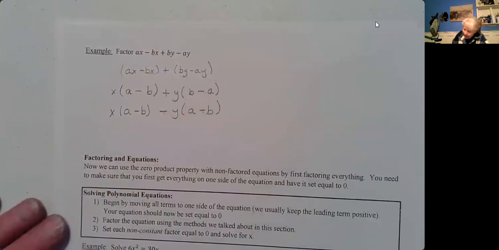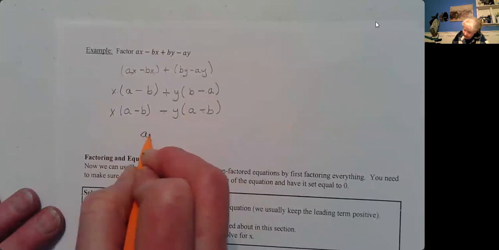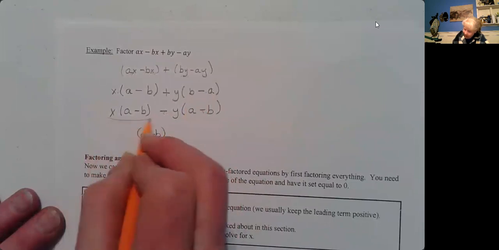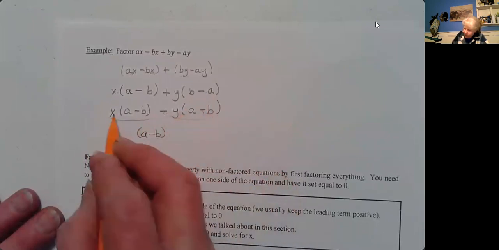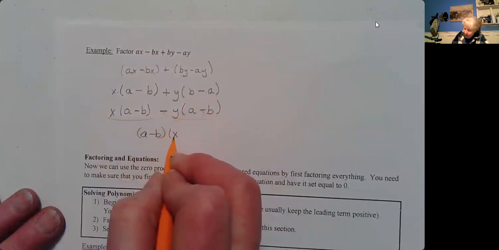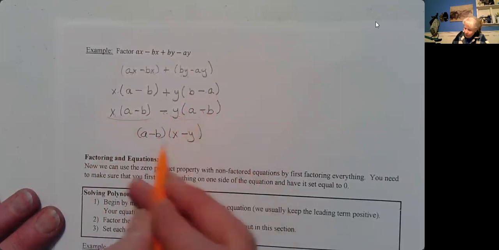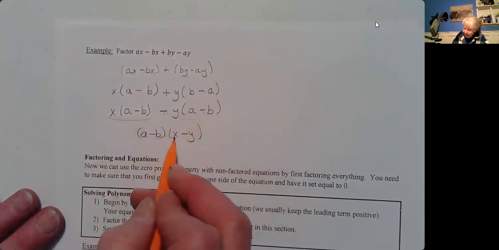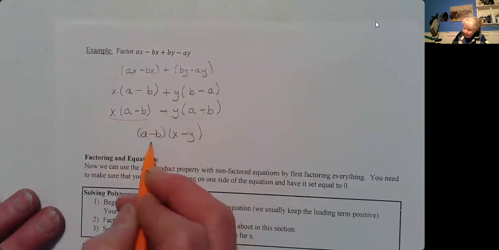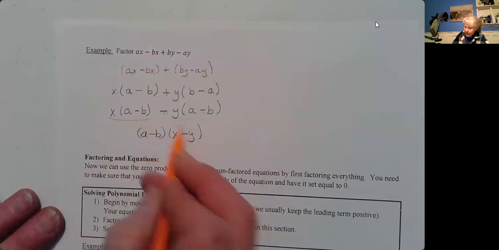Okay, now we'll take out an a minus b between this group and this group. This leaves us with an x here and a minus y there. If you multiply this times x, you get this. This times a minus y, you get that.